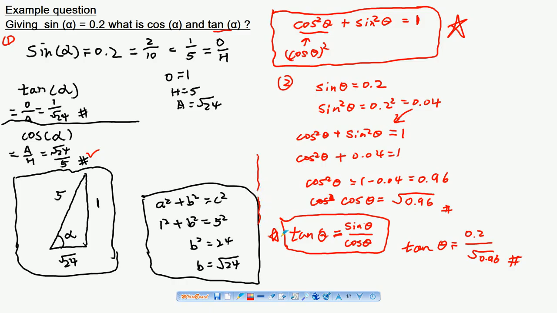This is how we solve this kind of question when they give you the value of sine of an angle, and they ask for the cosine of the same angle or the tan of the same angle. We either draw a triangle, or we use these two formulas. Which way is easier? I think the first method is easier, but if you prefer the second method, I don't have a problem with it.